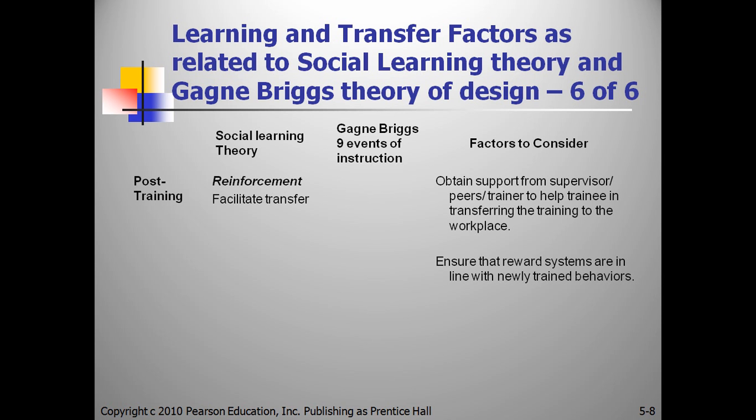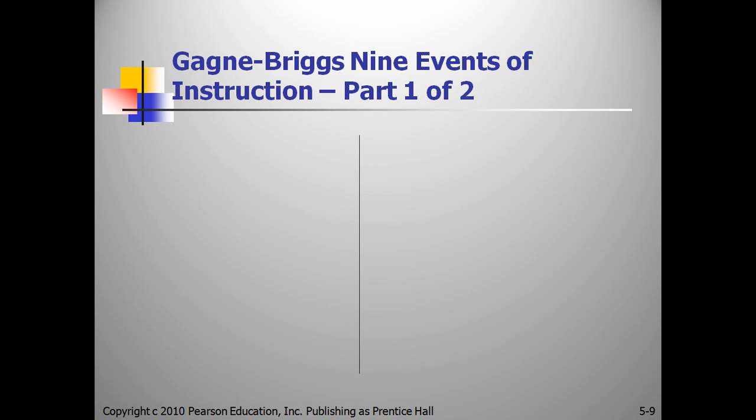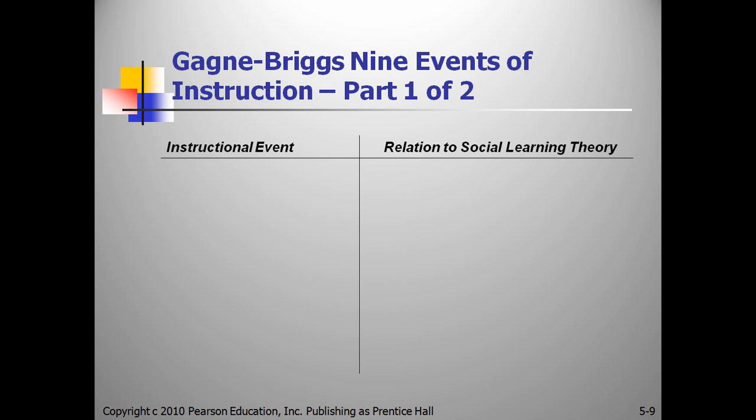How well the training transfers into the workplace is an indicator of how well the training was designed, and it provides a feedback loop of evaluation to continuously improve the training. The Gagne-Briggs 9 events of instruction correspond to social learning theory as outlined in this and the next slide.